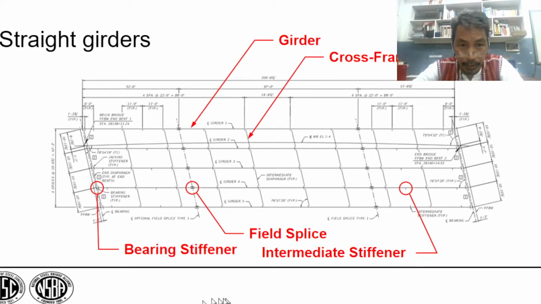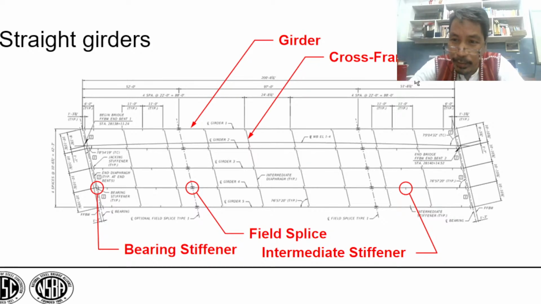For example, the same that we talk about, but now we have what? Girder, cross frame, we have intermediate stiffener, and we have bearing stiffener, we have field splice. So all of which I already mentioned and I already discussed.